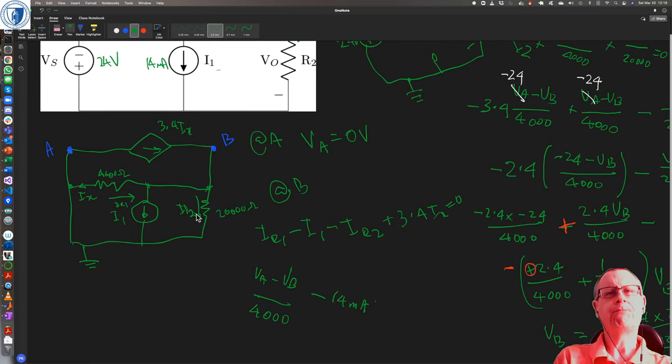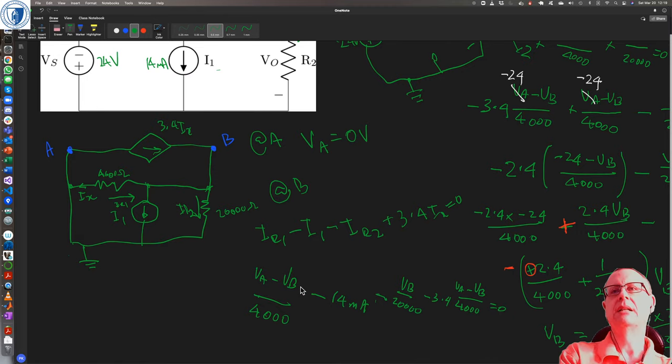And then IR2 is going down that way, so it's minus VB on 20,000. And then just the same as before, 3.4 IX is going to be minus 3.4 IR1. I didn't leave myself enough room, and that equals 0. Now let's move it down a bit.